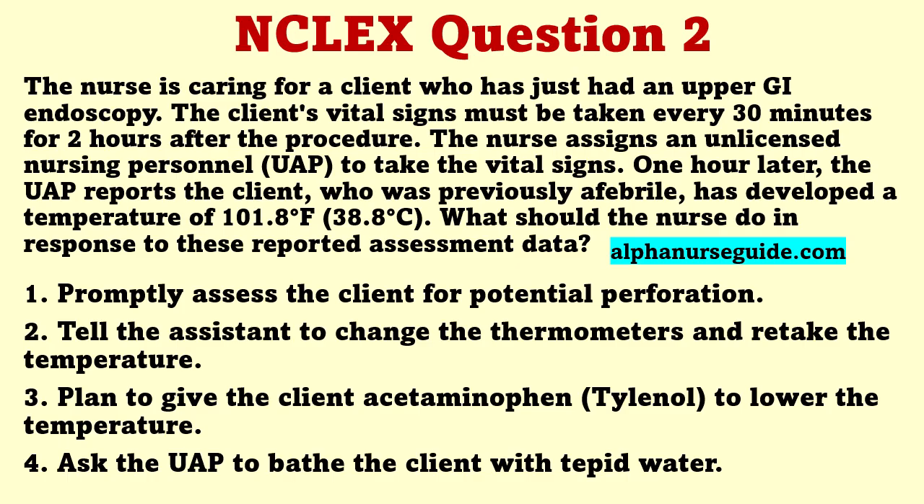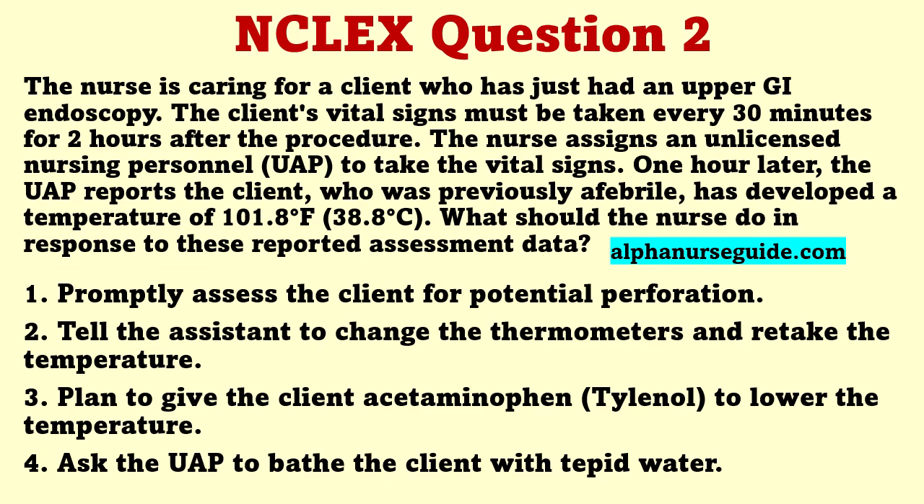1. Promptly assess the client for potential perforation. 2. Tell the assistant to change the thermometers and retake the temperature. 3. Plan to give the client acetaminophen to lower the temperature. 4. Ask the UAP to bathe the client with tepid water. The correct answer is 1. Promptly assess the client for potential perforation.